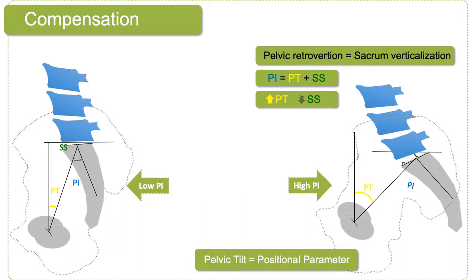But look at the low PI patient in the left image. He already has a vertical sacrum, and that's why he has less potential for compensation inside the pelvis and uses other mechanisms of compensation.